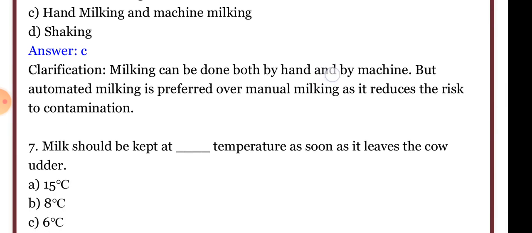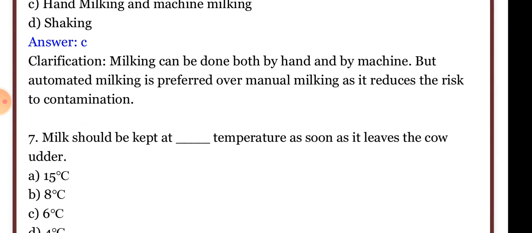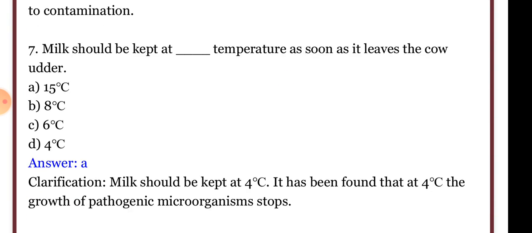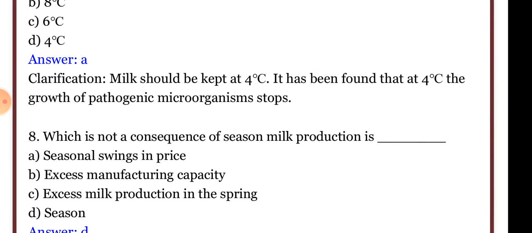Milk should be kept at 4 degrees centigrade as soon as it leaves the cow. It has been found that at 4 degrees centigrade the growth of pathogenic microorganisms stops. Which is not a consequence of seasonal milk production? All three of them are consequences of seasonal milk production.